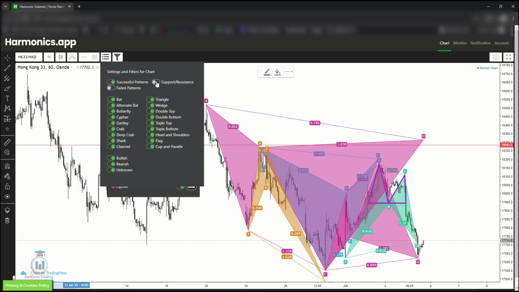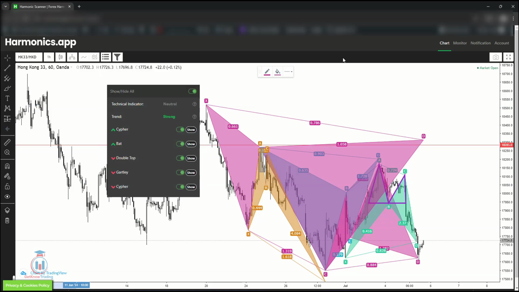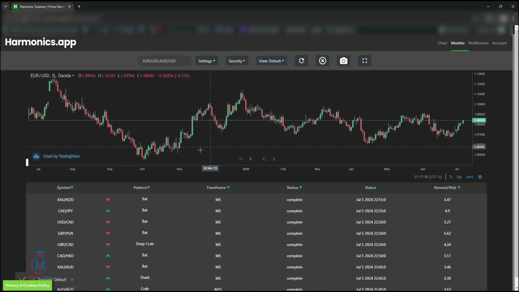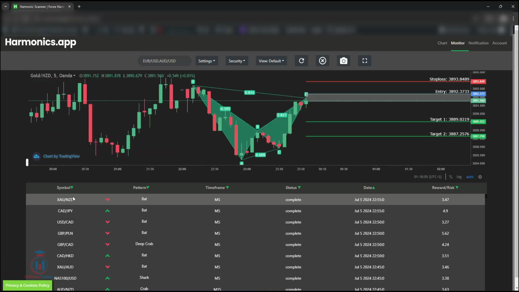If you would like to have support and resistance automatically created by the Harmonic Scanner, you can do that with this button. Then you have another window, which is a monitor window, where you have more details about the patterns. So for example, if I select this one, gold against New Zealand dollar, you will see that this Bat pattern is bearish. This red arrow shows you a movement direction down, which means a bearish Bat pattern formed with this potential reversal zone.